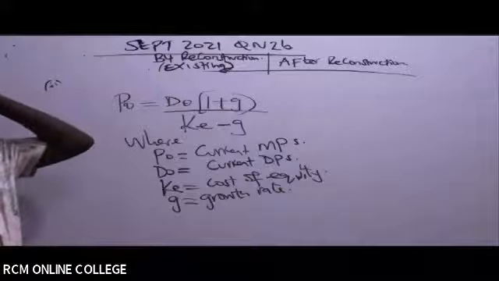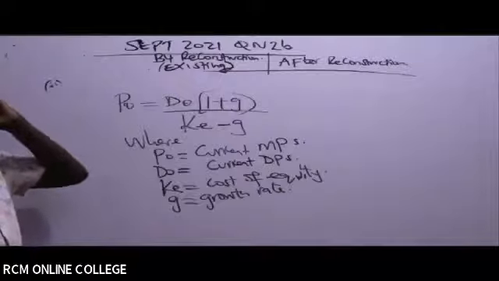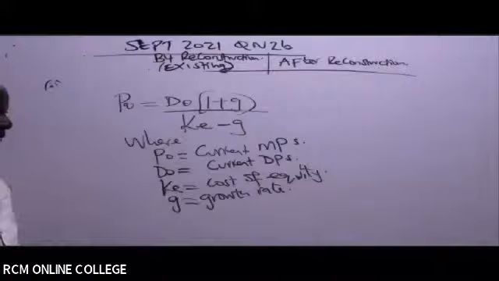Rono, we shall overcome. All these people are important. So in this case, g is the growth rate.